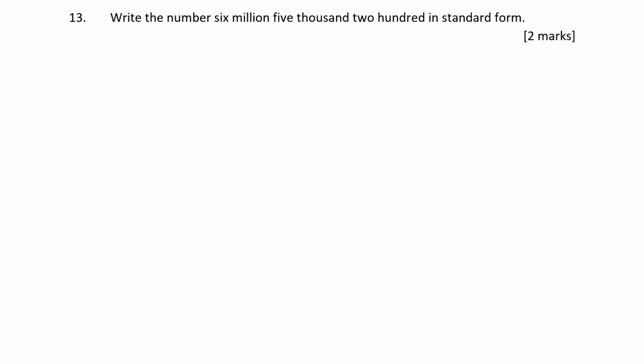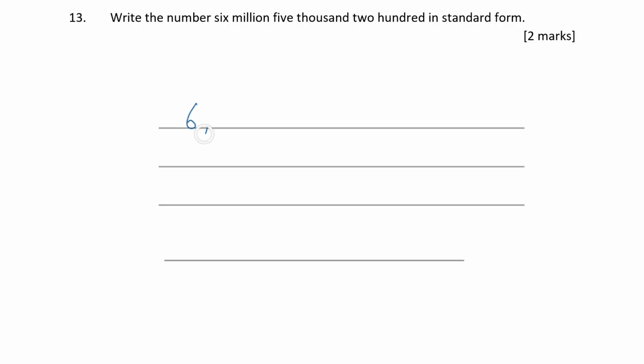Question 13. Write the number 6,005,200 in standard form. Okay, let's try and write it out as a number first off. So 6 million is 6 followed by 6 zeros. Well, 6,005,000, so that's going to be 005 200, like that. 6,005,200. Okay, now we've got it written as a number. Now we can try and write it in standard form.